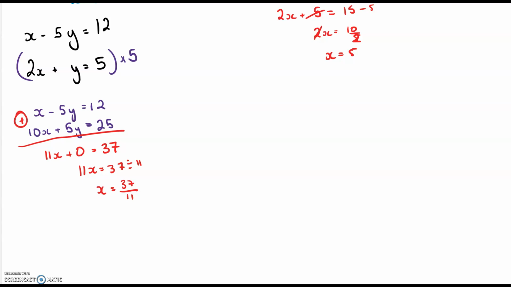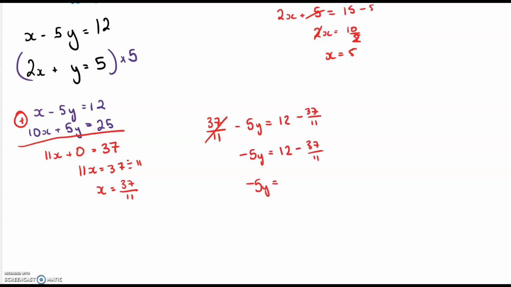So next thing we're going to do, I'm going to sub this 37 over 11 back into my top equation, and I'm going to find my answer. So here I've got 37 over 11, that's x, minus 5y equals 12. Okay, so now take minus 5y equals 12. Now I'm going to subtract off that 37 over 11 on the other side. Cancel that out. So 12 minus 37 over 11. Okay, minus 5y equals that.